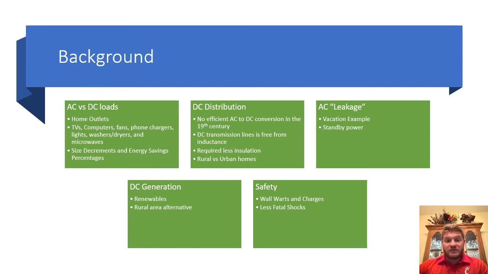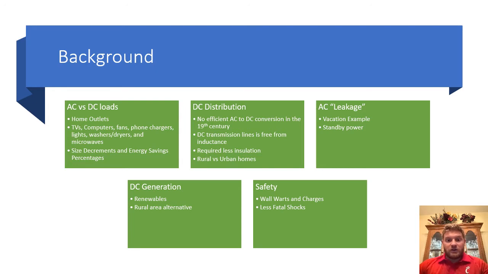Some examples of the sizes and energy saving percentages include a charger getting a size decrement of 20% and a 10% energy saving, a TV getting a size decrement of 10% and a 10% energy saving, and a computer getting a size decrement of 15% and an 8% energy saving. The multiple AC to DC conversions make the energy efficiency go way down.